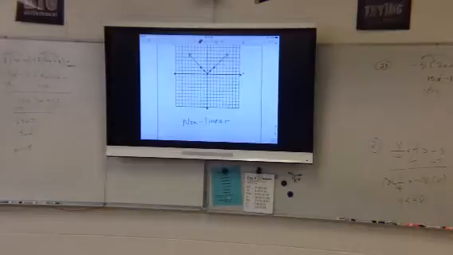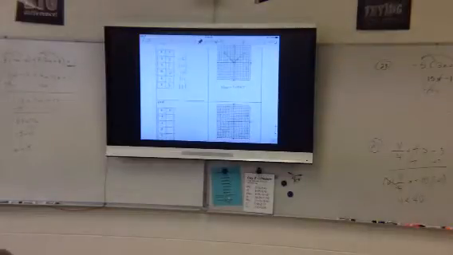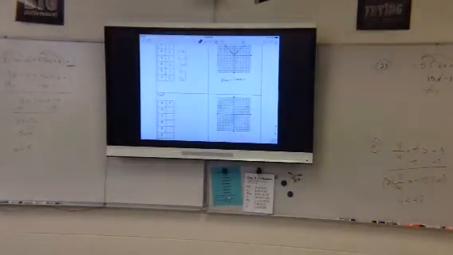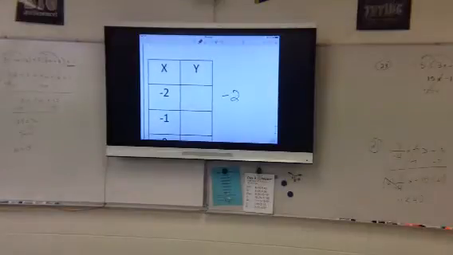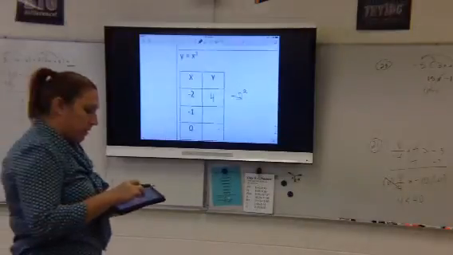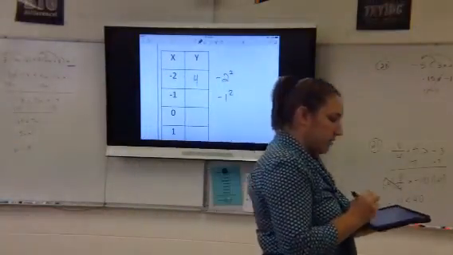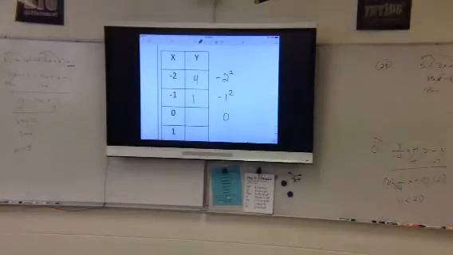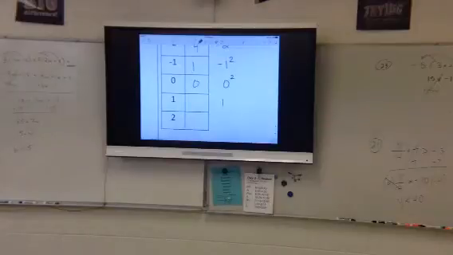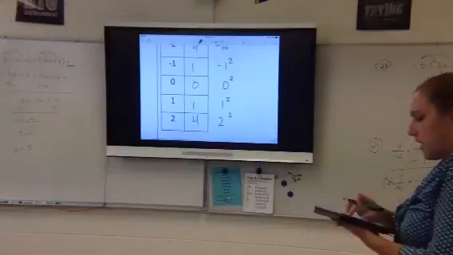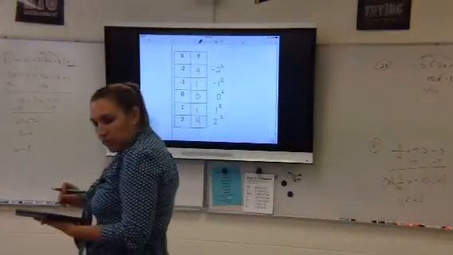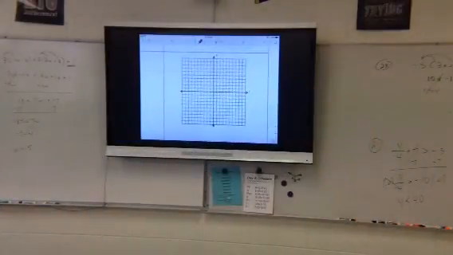All right, so now we go to the next one. -2 squared. What is that? 4. Good, positive 4. Negative times a negative is a positive. Next one, what's negative 1 squared? 1. What's 0 squared? 0. What is 1 squared? And what is 2 squared? 4. Alright, so let's go over and plot our points on this one. So negative 2, 4.